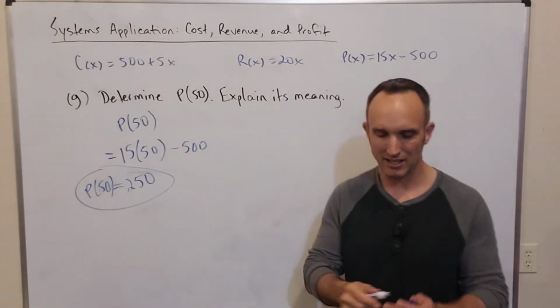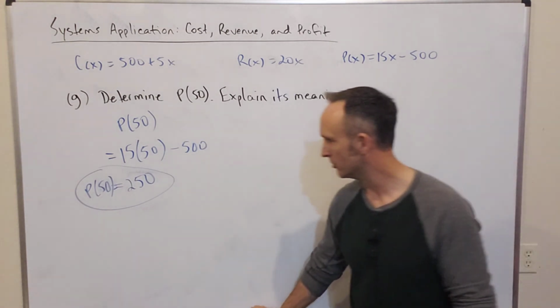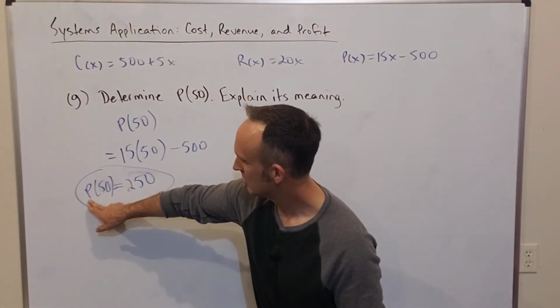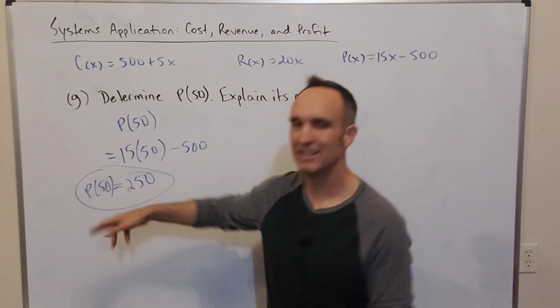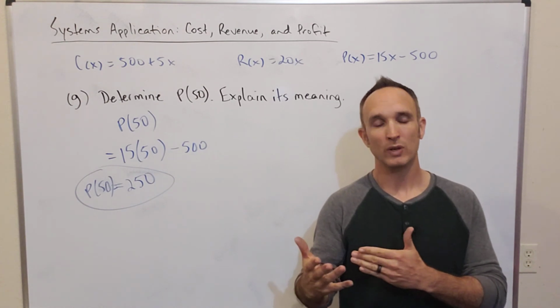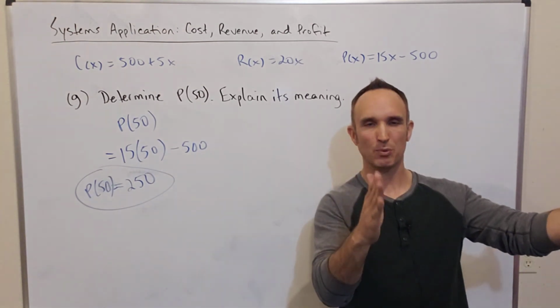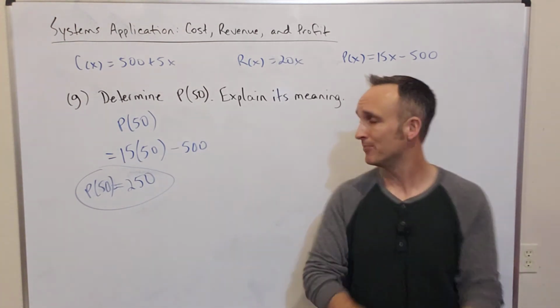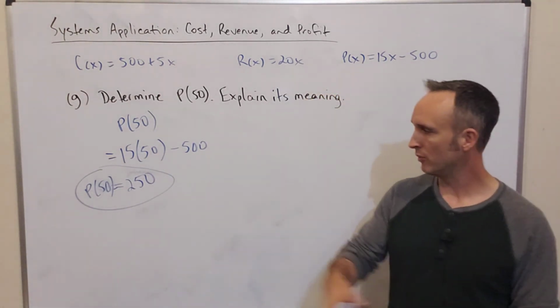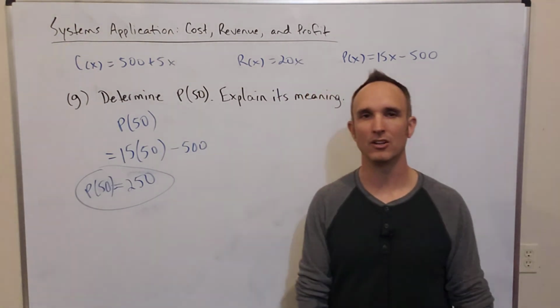Now, what is its meaning? I'm not going to write it down. You can write it down if you're taking notes. This means that his profit for mowing 50 lawns is positive $250. And that makes sense. When he mows 50 lawns, he's gone past his break-even point, so he should be making money. And we, in fact, get a positive number here. So his profit when he mows 50 lawns is $250.